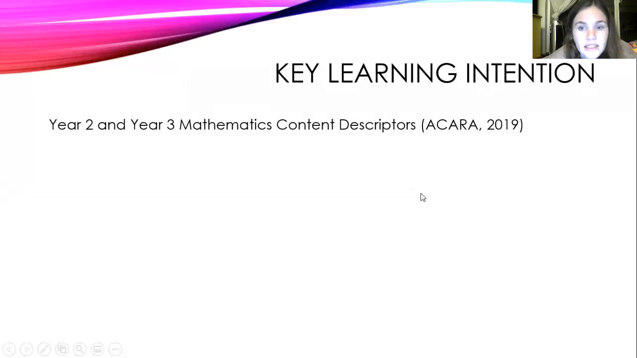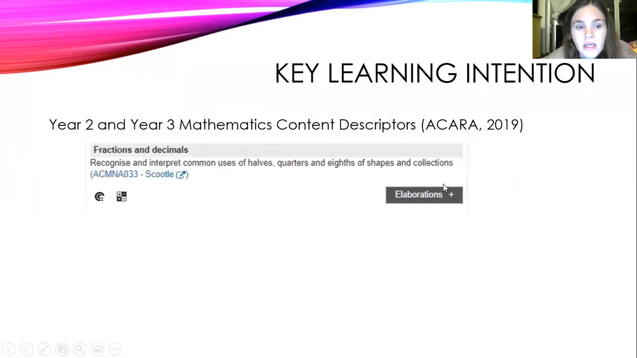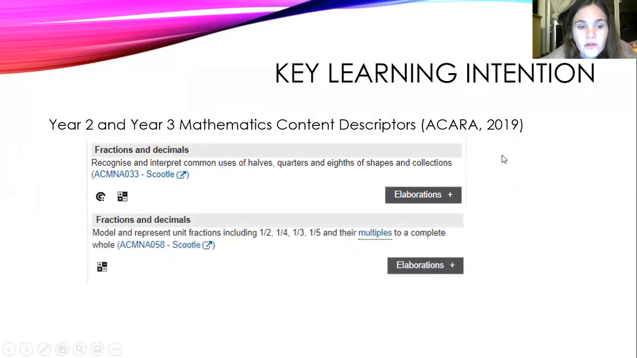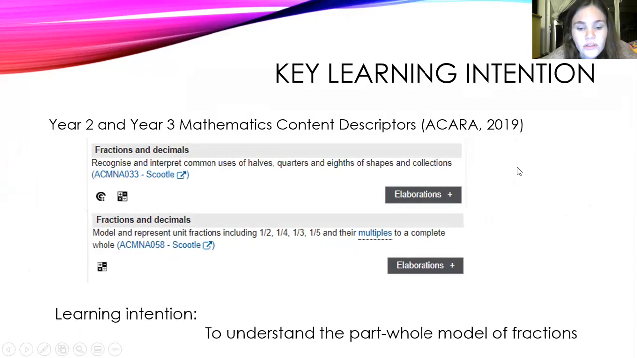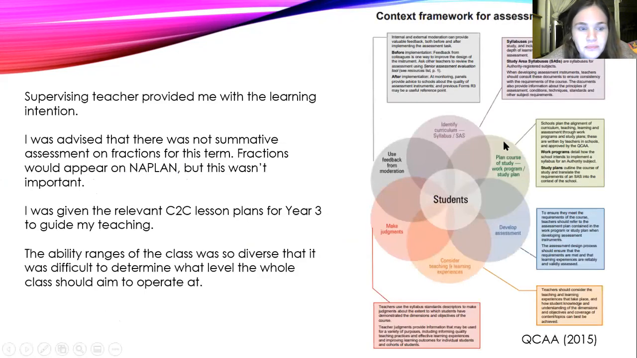So the key learning intention that we decided to go with was in mathematics and fractions. Here are the relevant content descriptors for Year 2 and Year 3. And our learning intention was to understand the part-whole model of fractions. There are lots of different models of fractions, for example, fractions on number lines, but we weren't doing that.